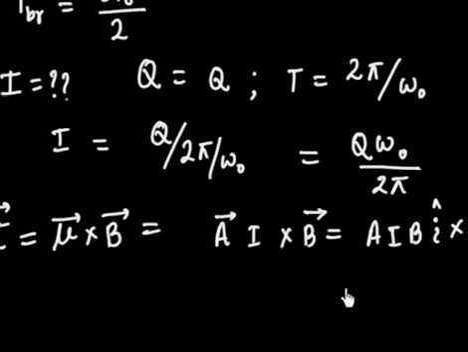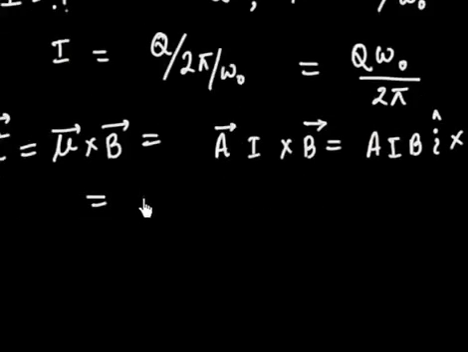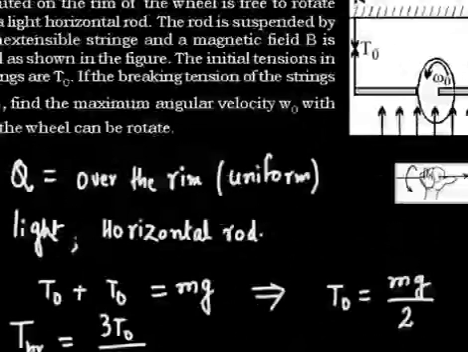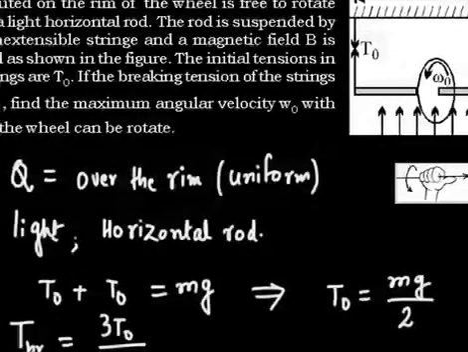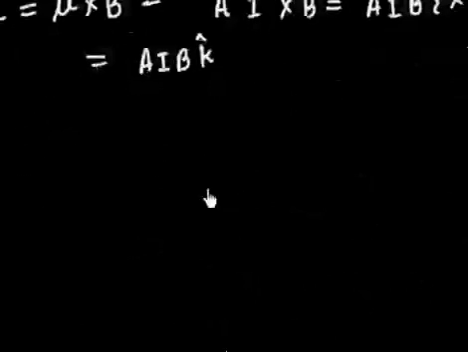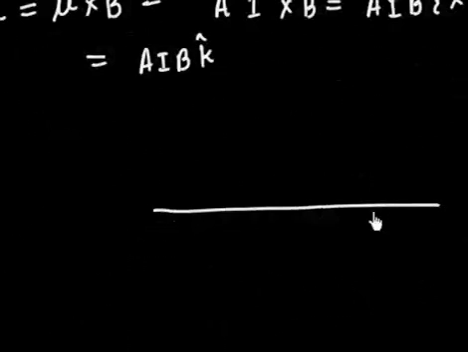So the torque is the magnitude of current into area into B into i cross k, which is along the negative j direction, and this torque is along that direction. This means if you follow the thumb rule, you have to have something like this, and then you will have something that comes outside. So you see what is happening if you look at this whole thing. So this is your rod, and there is a ring. So this is your ring.